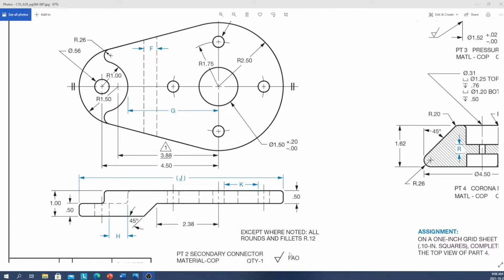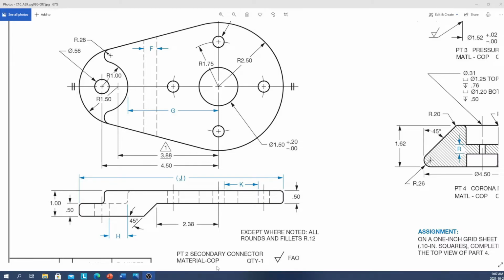So instead of putting these finish symbols on every single surface on this part, we just put down here by means of this note, surface finish symbol, finish all over, so that the machinist knows that this part requires a finished surface on every surface. Okay. Also look here.